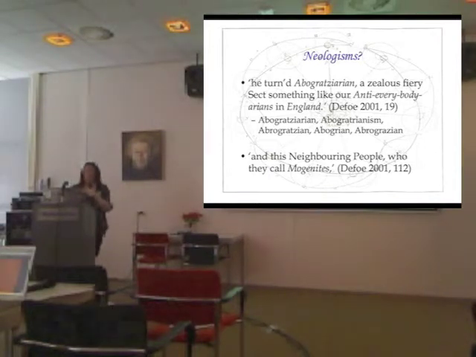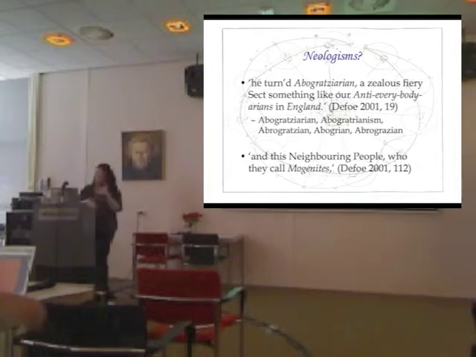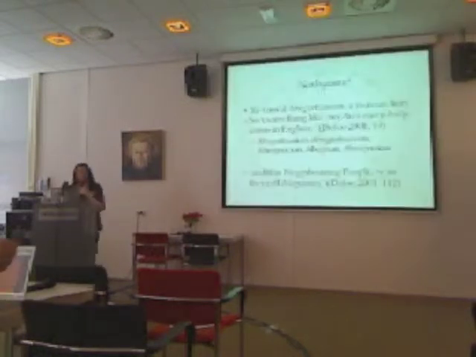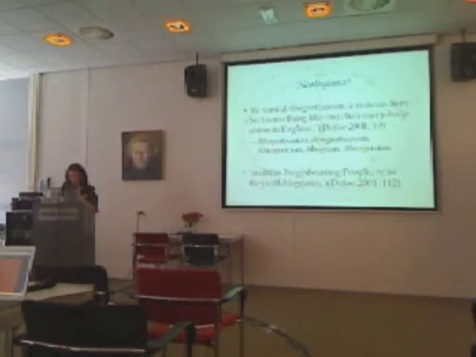Of course, people can take advantage of this and make up a new word that is rather blatantly supposed to look like an existing word, and Defoe, with his political satire, does. Referring to a zealous, fiery sect, he comes up with the word avogratziarian, which he's not very particular about the spelling or, I guess, pronunciation of, because he spells it all these other different ways throughout the book. But basically, that was developed from the word abrogate, the verb to repeal or do away with something.